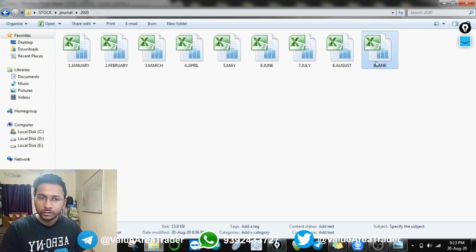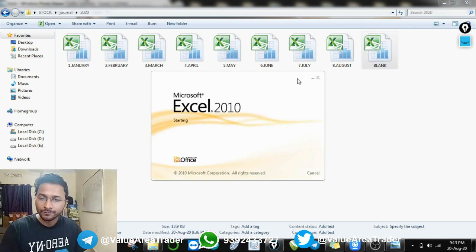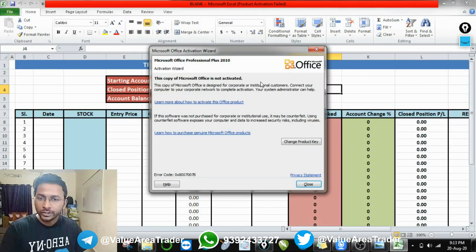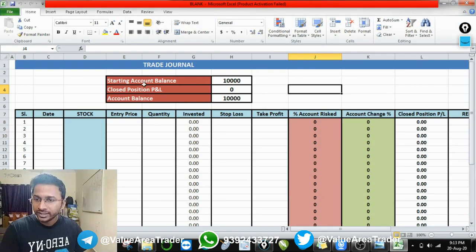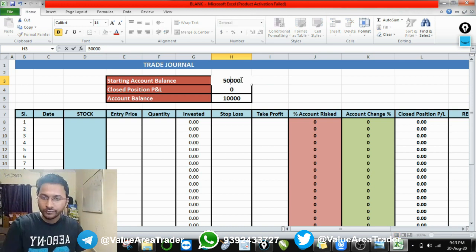So I'll take you to the blank one here. I'll be sharing this blank template; you can go to the description, where I'll be sharing the Google Drive link from where you can get it. When you open the template, you can see in the top part you have to mention your start accounting balance. This is the capital that you have. Let's say your capital is 10,000, or if your capital is 50,000, you just go and edit it and put 50,000.